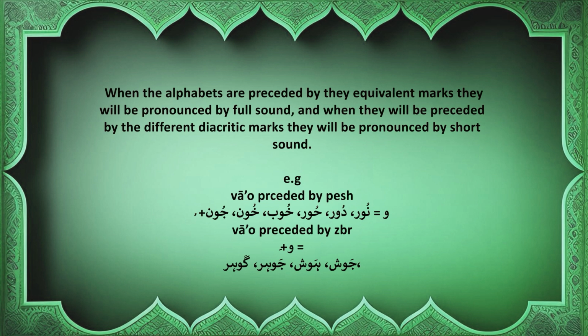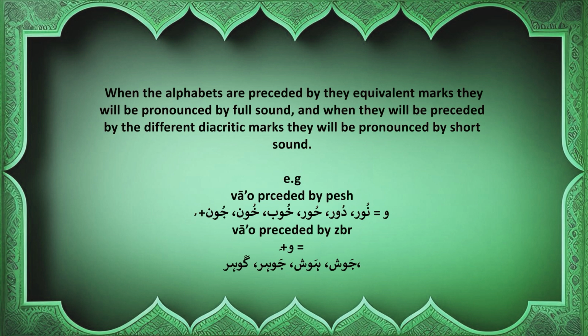For example, VAO preceded by pesh. Before VAO there will be pesh in the alphabet, so it is preceded by its own mark. Okay, so it will be pronounced with full sound.